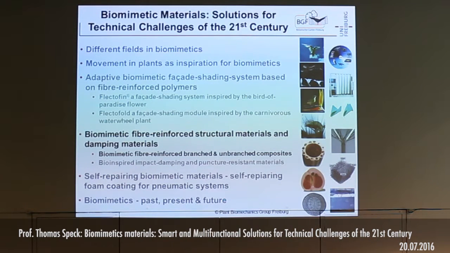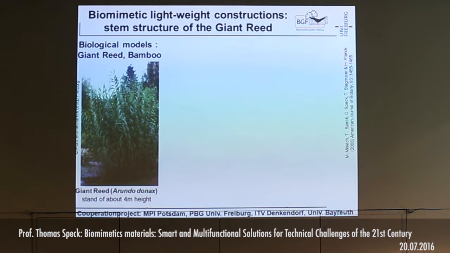I want to show you some more examples of our biomimetic research over the last 10 years, and I have selected fiber-reinforced structural materials and damping materials because they also show a wide range of potential applications. If you look at bamboo or the giant reed, Arundo donax, it's growing everywhere in France. And if you play a so-called wood instrument, like an oboe or a clarinet, then the reeds inside are made out of this stem. This already shows that it has interesting mechanical properties.